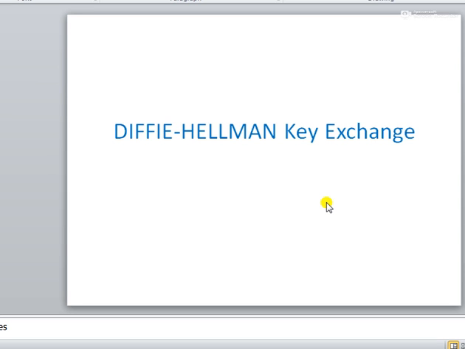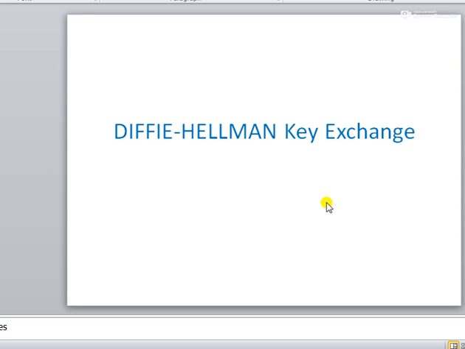Why am I repeating symmetric and asymmetric cryptography again? In this Diffie-Hellman key exchange we use both concepts, but it is not an encryption algorithm. In encryption algorithms like DES and RSA, we encrypt and decrypt the data. But in hash functions we generate hash codes. We are not encrypting them, we are generating hash codes, and we can't decrypt hash codes.